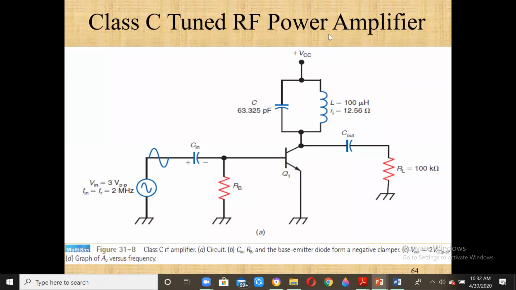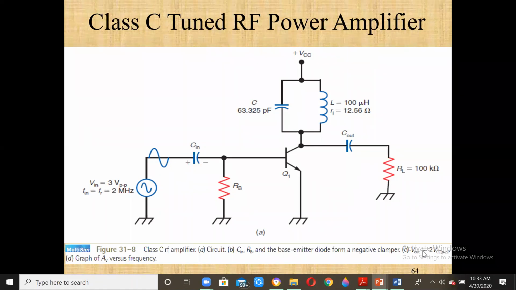So this is the class C tuned RF power amplifier, whatever we have put earlier, same thing is being put here. So this is the class C RF amplifier, and you have the circuit there, and then the Cin and Rb. This Cin and Rb and the base emitter diode, the base emitter diode means this side, form the negative clamper. So these two together with the base to emitter diode here form a clamper. This will operate as a clamper.